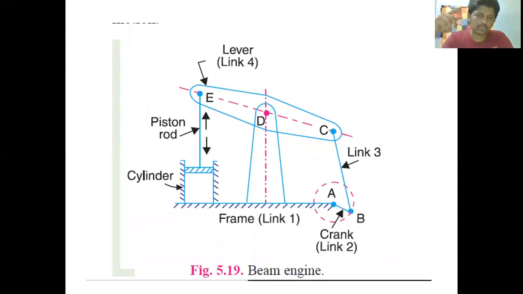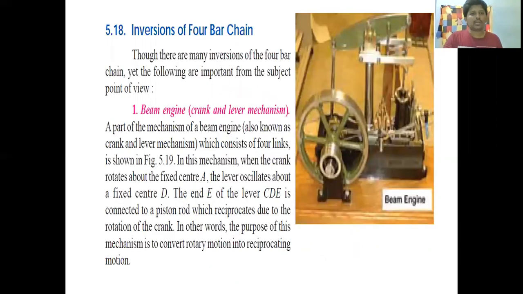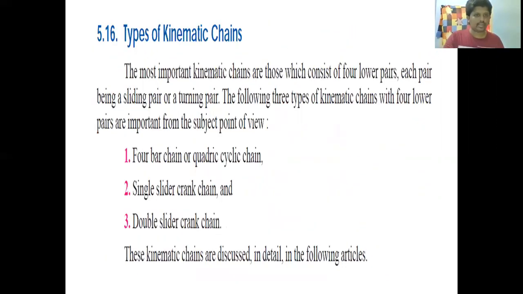What an inversion mechanism is: we change this fixed link from one to another. By changing the fixed link from one link to another link, we find different mechanisms. That is what an inversion mechanism is. And defining this inversion mechanism, we consider three types there: the four bar chain, the single slider crank chain, and the double slider crank chain mechanism.